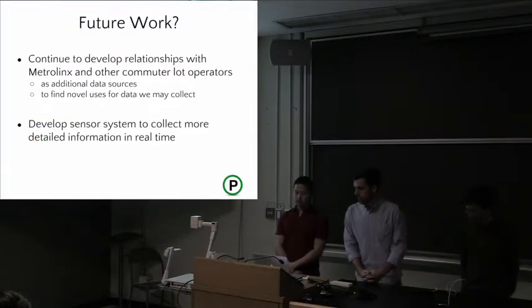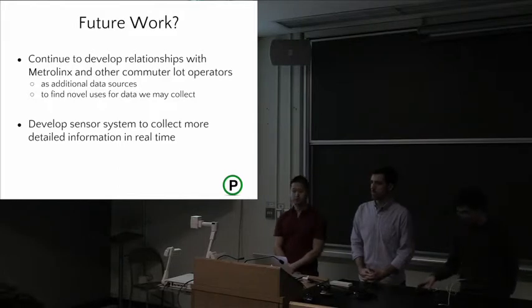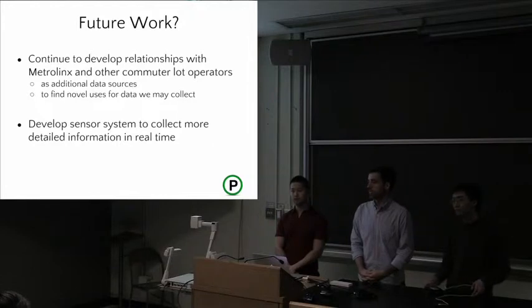The work that we did would not have been possible without partnership with Metrolinx. Moving forward, we hope to continue developing relationships with Metrolinx and other commuter lot operators, which would allow us to gain access to additional data and also find novel uses for any data we may collect. The data we did get from Metrolinx wasn't as rich as we had hoped, so future work might include the development of a sensor system to collect more fine-grained information in real time, which would allow us to build a more robust model.